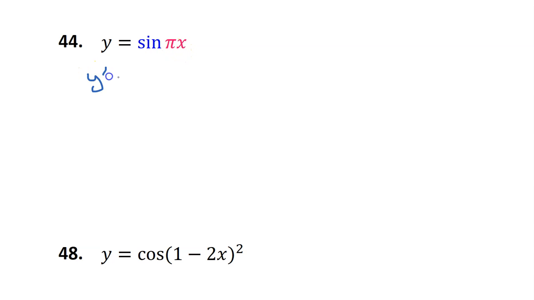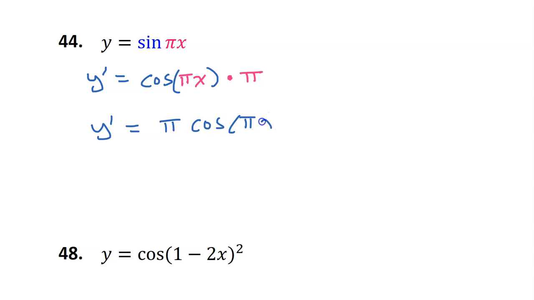So according to the chain rule, when we find the derivative, we first take the derivative of the outer function. The derivative of sine is cosine. And you leave the inside the same. But then you multiply by the derivative of the inner function. So the derivative of pi x is just pi. And I would probably put that pi in the front. So y prime is pi cosine pi x. All right, that was a lot easier than the last one.